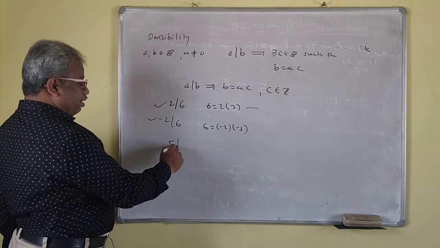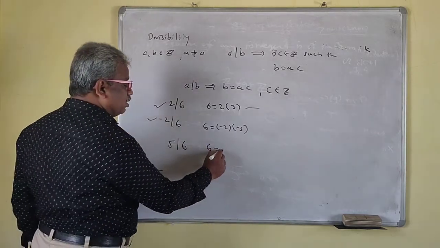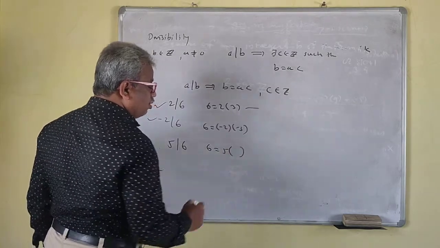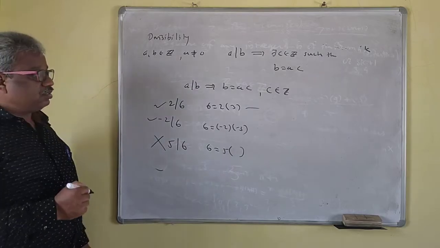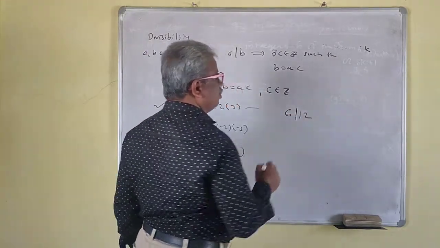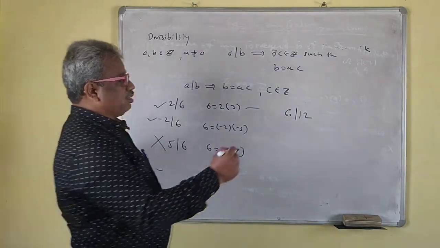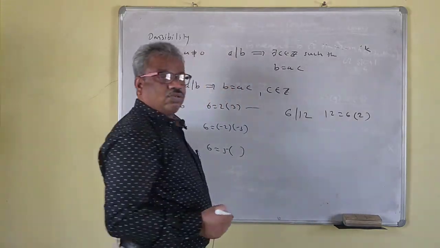Now, 5 divides 6? Can I write this? Can I write 6 as 5 into something? No, I cannot write it. So 5 does not divide 6. Can I say 6 divides, suppose, 12? Yes, I can write 12 is equal to 6 times 2. So 6 divides 12.